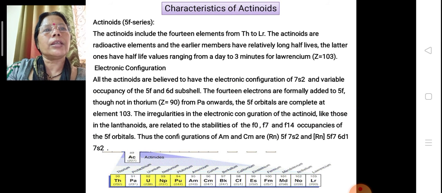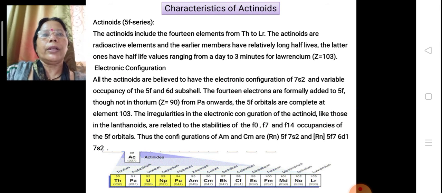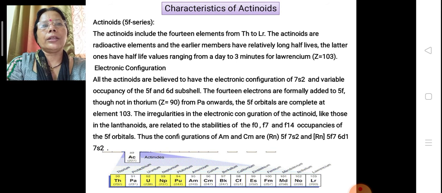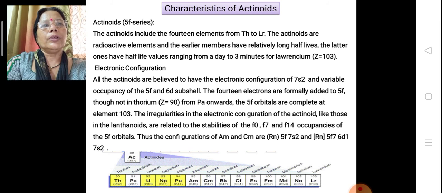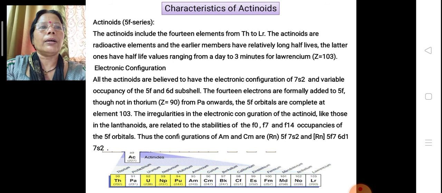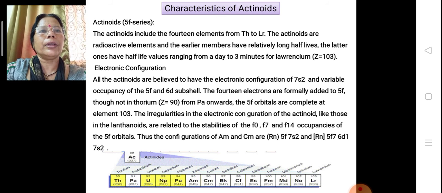The characteristics of actinoids. The actinoids include the 14 elements from thorium to lawrencium. The actinoids are radioactive elements, and the earlier members have relatively long half-lives. The latter ones have half-life values ranging from a day to 3 minutes for lawrencium, whose atomic number is 103.